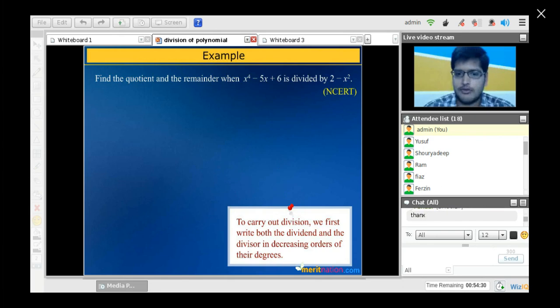Here, if you observe a note under this question, to carry out division, we first write both dividend and divisor in decreasing order of the degrees. Both divisor and dividend are written in decreasing order of the degrees. Now find the quotient and remainder when x power 4 minus 5x plus 6 is divided by 2 minus x squared. How do you solve this? Here quotient and remainder is asked. How do you solve it?